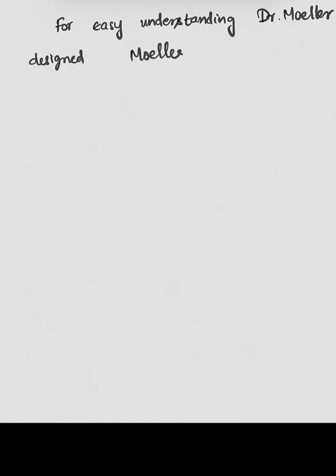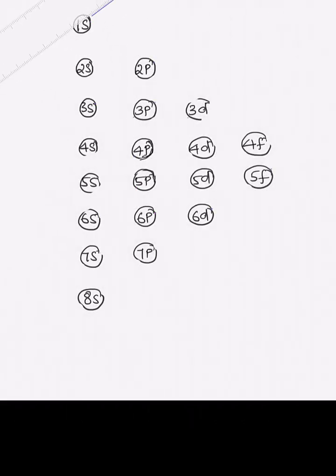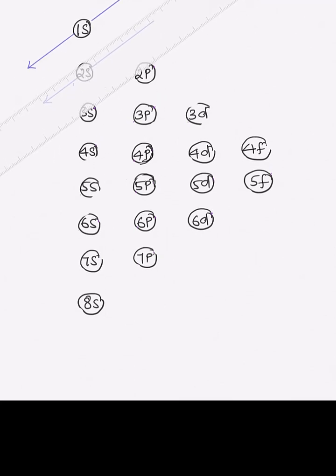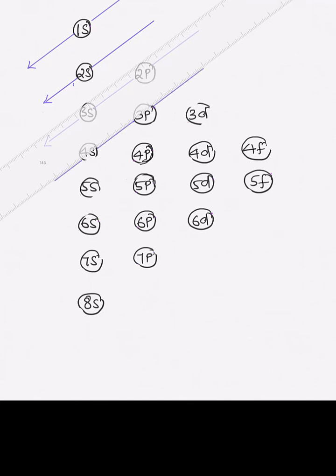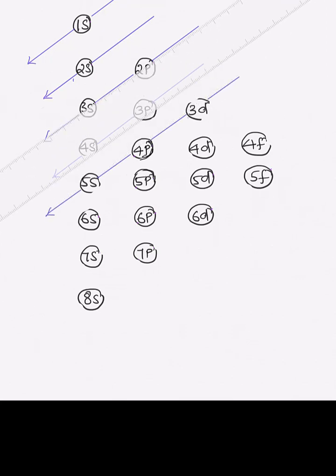To avoid all these confusions, Dr. Moeller designed the Moeller diagram. In this diagram, s, p, d and f orbitals are denoted and lines are drawn with directions to show the electrons entering the orbitals sequentially. So the line is drawn first on the 1s orbital and then the direction goes to 2s, then 2p, 3s and 3p, 4s and 3d, 4p, 5s and 4d, 5p, 6s and so on.